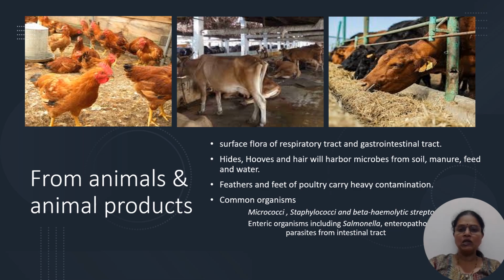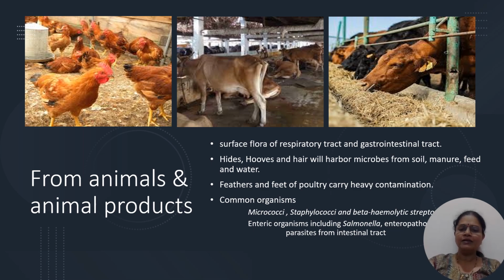The surfaces include skin of the animal, which we call hides, or hooves of the animal, hair, and even when we say poultry, it could be the feathers and feet of the animal, which are all heavily burdened with microorganisms which can easily enter the food when they are processed.